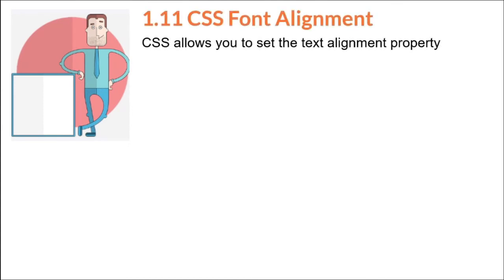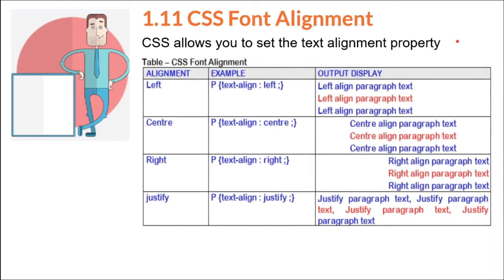CSS font alignment. CSS allows you to set the text alignment property of your text. You can use different alignment values. We can say left alignment, where the text is left aligned. We can say center alignment, where the text is center aligned. We can say text-align right, which is right aligned text, and we can justify text, so that the text is both left and right justified.